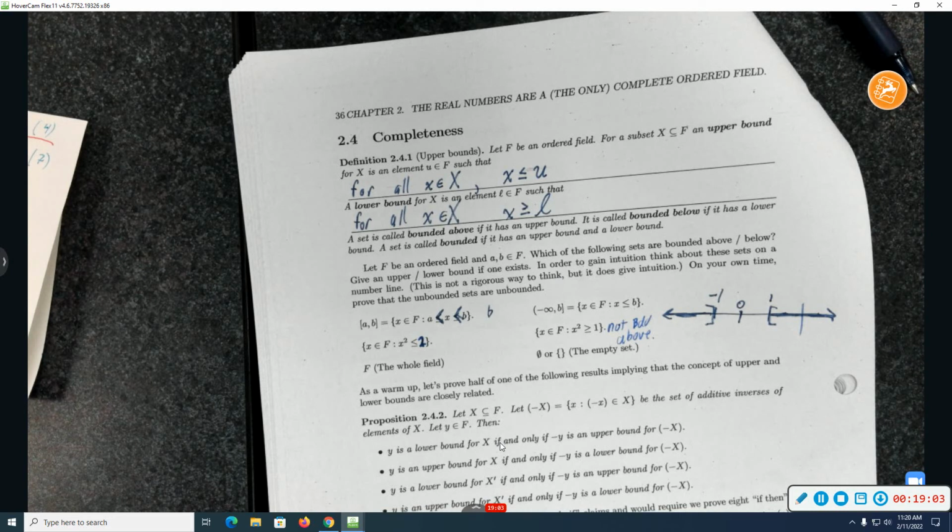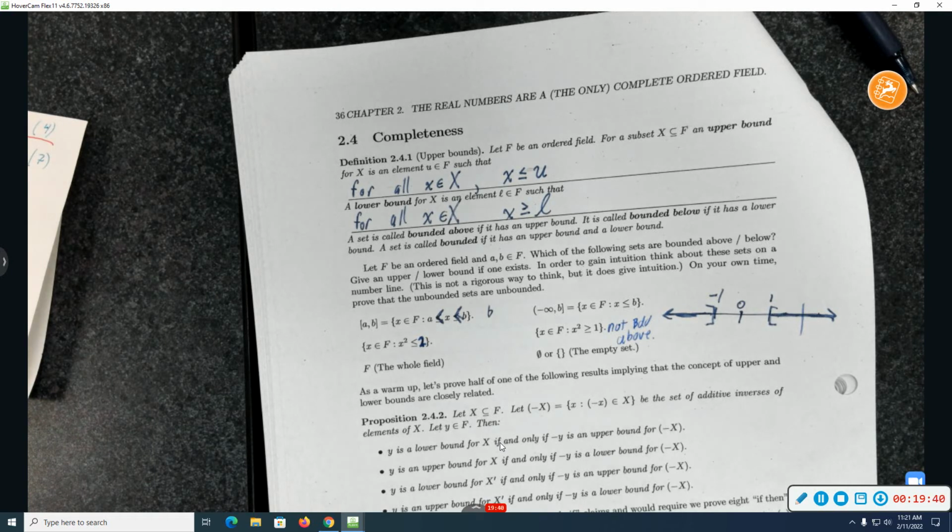What about the set of all numbers whose square is less than 2? Draw a picture, if you will. Does that set appear to be bounded above? What upper bound are you thinking of? 4 would do, right? If x were bigger than 4, then x squared would be bigger than 16, which is bigger than 2. That's too big. So 4 is an upper bound on that set. People feel okay?